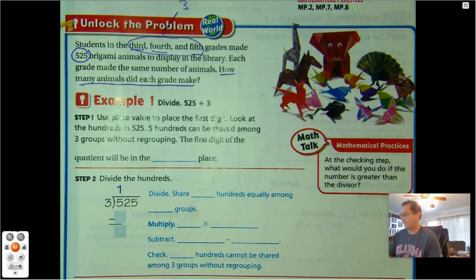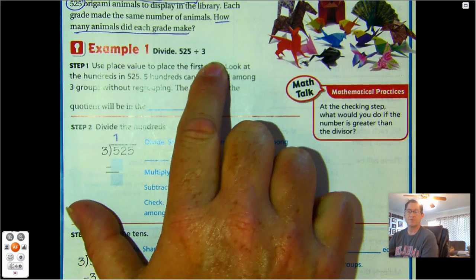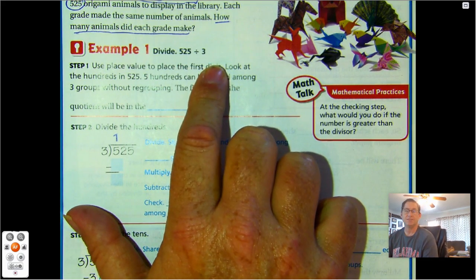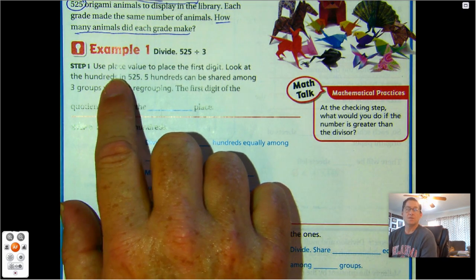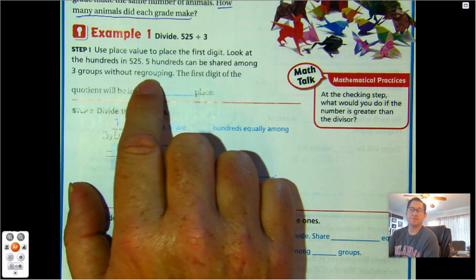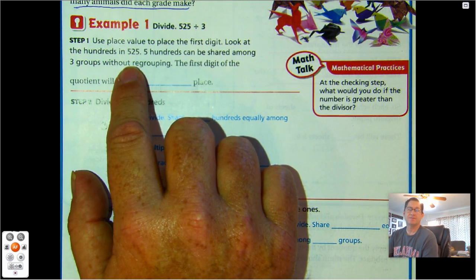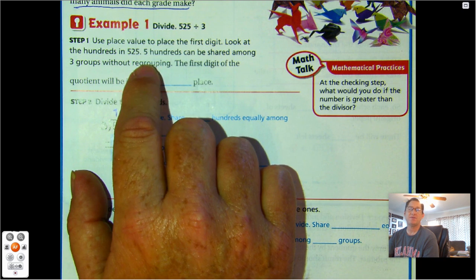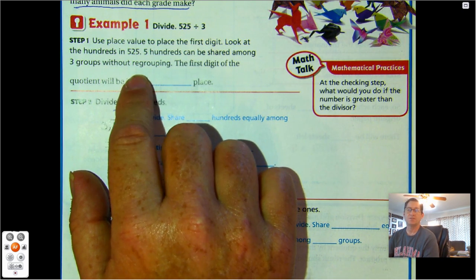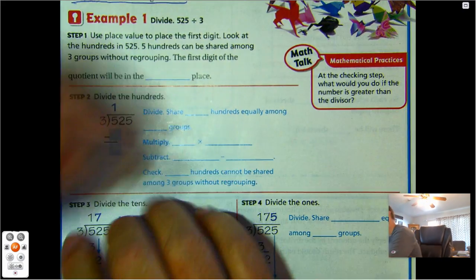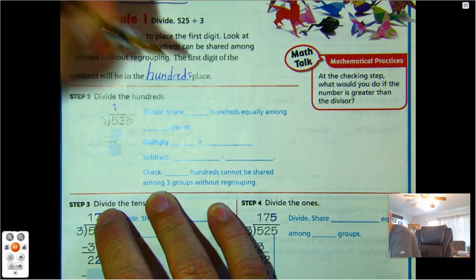So we have 525, that's our dividend, how many I need to share, and there's 3 grades that we're breaking that number into. So use place value to place the first digit. Look at the hundreds in 525. 500s can be shared among 3 groups without regrouping. So the first digit of the quotient will be in the hundreds place. Okay, so that's just like we did in our previous lesson.